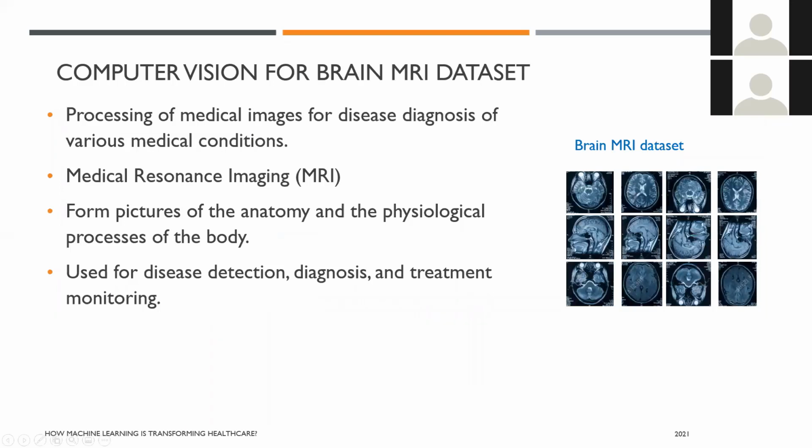One major use case of machine learning in healthcare is processing of medical images for disease diagnosis of various medical conditions. Magnetic resonance imaging, or MRI, is a medical imaging technique used in radiology to form pictures of the anatomy and physiological processes of the body. The MRIs are used for disease detection, diagnosis, and treatment monitoring. There are various MRI datasets available for machine learning applications. Let's consider an example of a brain MRI dataset to predict the diagnosis of a cyst, tumor, or bleeding.